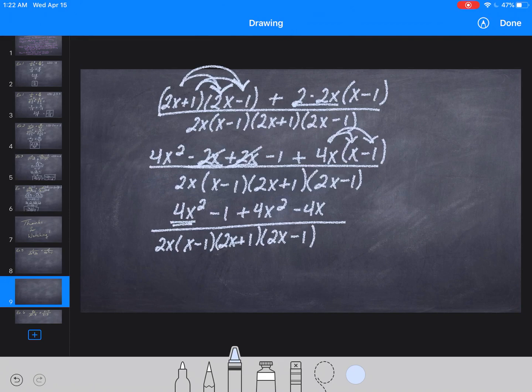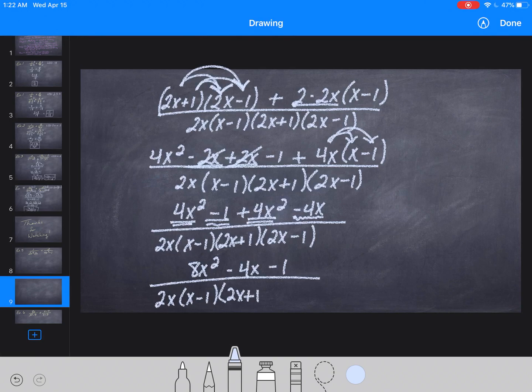Then I'm going to combine like terms again. So I have a positive 4x squared and a positive 4x squared. I end up with an 8x squared. And I'm going to write these in descending order. So I'm going to write my negative 4x next, and then I have my negative 1. I end up with 8x squared minus 4x minus 1, all divided by my 2x, my x minus 1, my 2x plus 1, and my 2x minus 1.